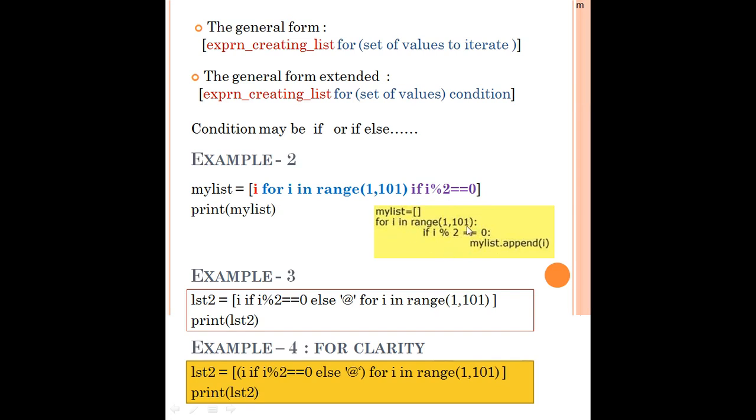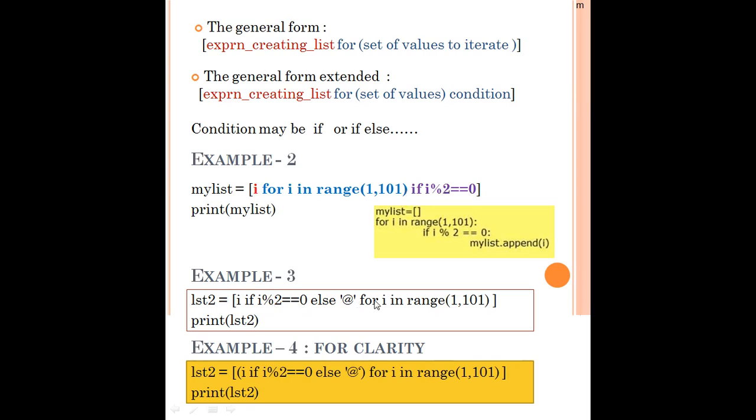Using a for loop, I will write here: empty list, for i in range 1 to 100, if i modulus 2 is equal to 0, my list dot append i. Now in list comprehension, how will we do it? The expression is i, this is your for loop, this is your iteration range, then you have the condition if. Here with only an if, the condition is written at the end, because if the condition is true it will go here.